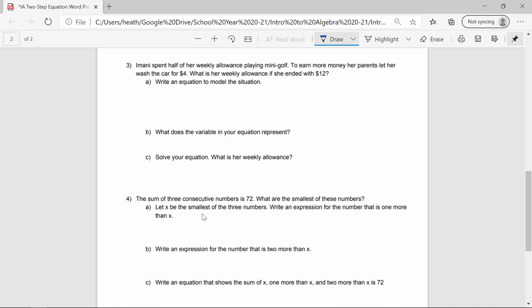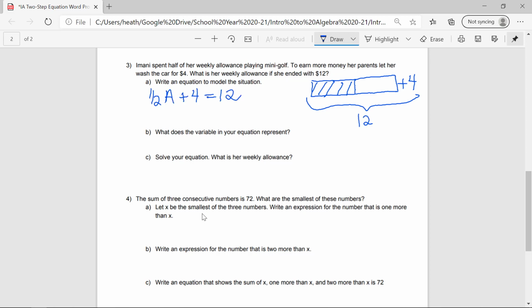We've got Imani spent half her weekly allowance playing mini golf. To earn more money, her parents let her wash the car for $4. What is her weekly allowance if she ended up with $12? So suppose this rectangle is like all the money she has from her allowance, and then she spends half of it, but then she gets this extra $4. And what we know is she's left with $12.